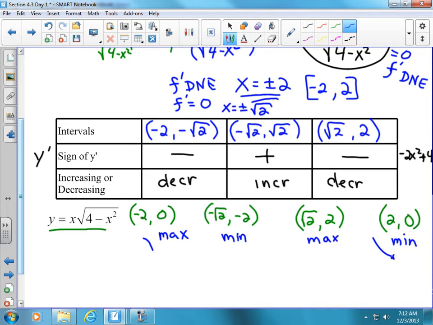All right, let's compare our 2 maxes. We have a y value of 0 and a y value of 2. Therefore, this is the absolute max. On our mins, we have a negative 2 min and a 0. Therefore, this negative 2 is our absolute min because it's lower than the 0. These other 2 are locals. And there you have our maxes and mins.